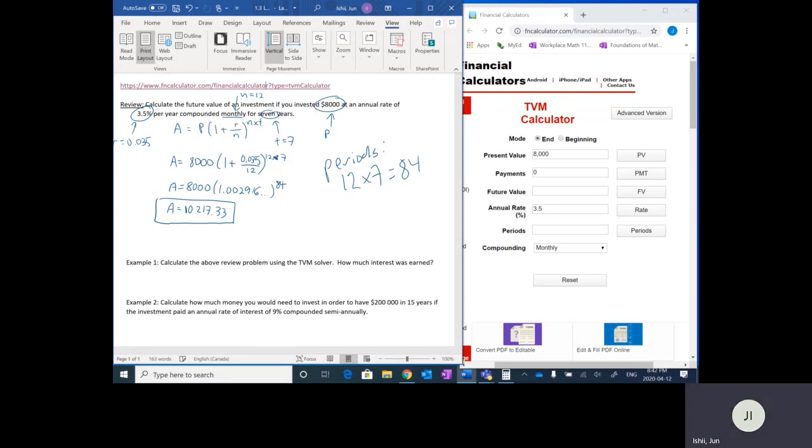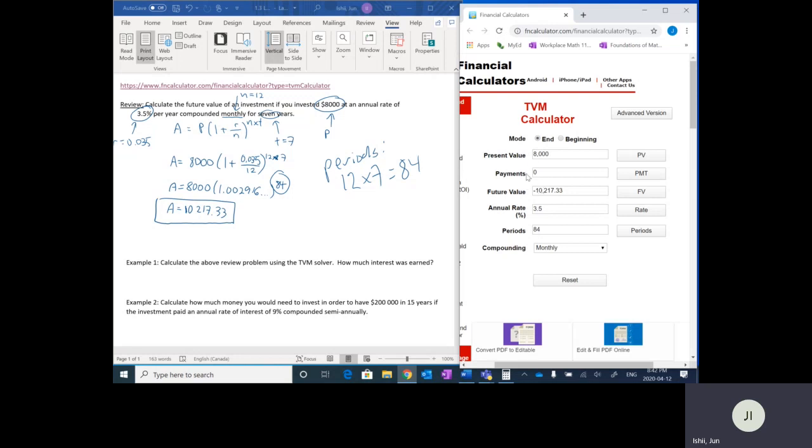In other words, if you notice here, it's actually this number here, the exponent. For this question, it's going to get compounded 84 times. So that's what we're going to enter here, and it is compounded monthly. So I'm going to leave that there. Since we're looking for the future value, we're going to click on this here. And you'll notice it says negative 10,217.33.